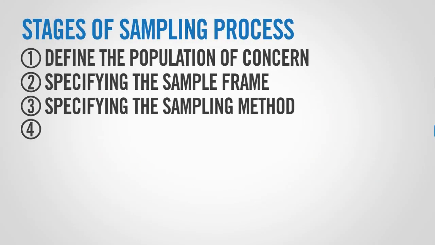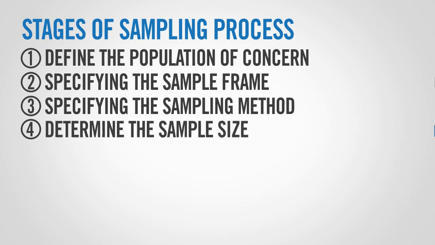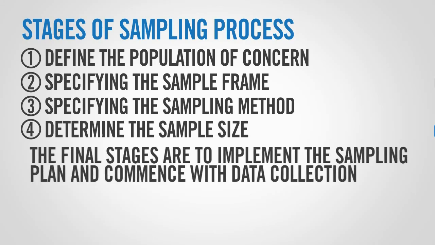The fourth stage of the sampling process is determining the sample size. The researcher wants to make sure the sample is large enough so it has power to detect effects. The final stages are to implement the sampling plan and commence with data collection.